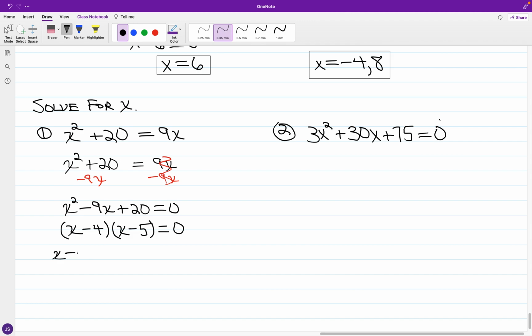If we set the factor x minus 4 equal to 0, then we have x equal to 4. And for x minus 5 equal to 0, we have that x is equal to 5. Say if I test out 4, 9 times 4 is 36. 4 squared is 16, and 16 plus 20 is also 36. And with x at 5, 9 times 5 is 45, and 5 squared is 25. 25 plus 20 is also 45. So 4 and 5 do check out consistently.